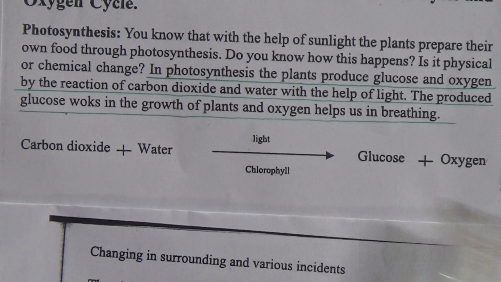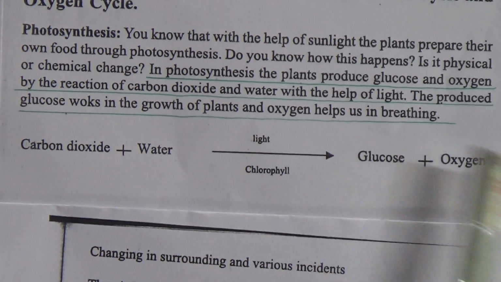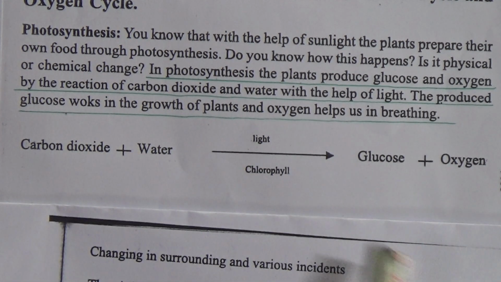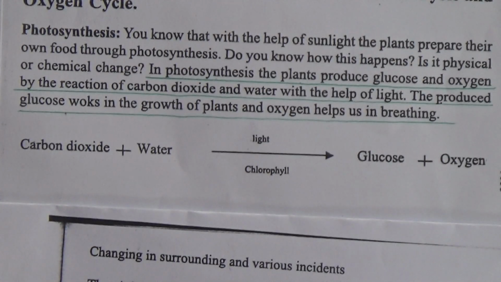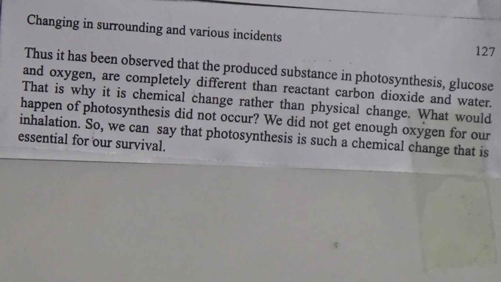So through photosynthesis, glucose and oxygen are completely different from the reactants carbon dioxide and water. That's why it is a chemical change rather than a physical change. If we did not get enough oxygen for our inhalation, we can say that photosynthesis is such a chemical change that is essential for our survival. My dear students, I hope all of you have understood today's topic.